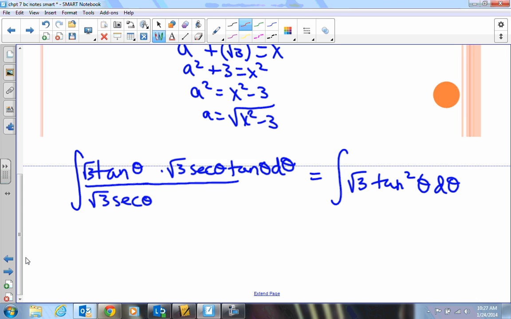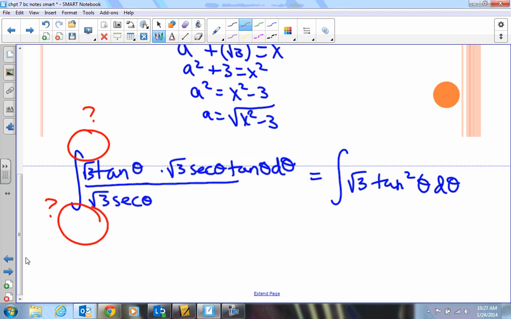What is different in this one? Okay, we can do that. But what did I leave off? Okay, the bounds. I need to know what my new bounds are. When I make a substitution, I also have to change my bounds, right? Yes.